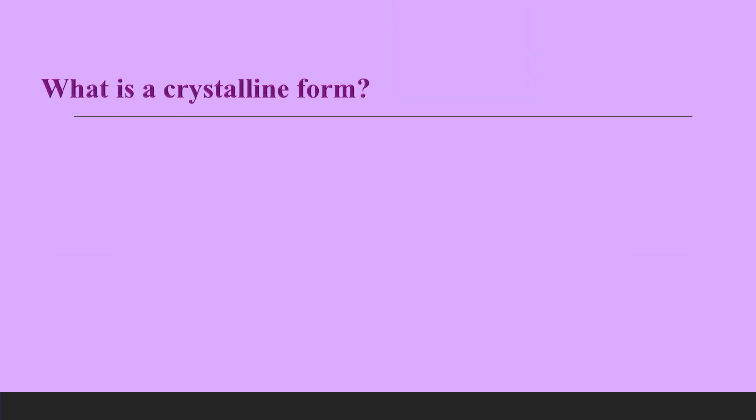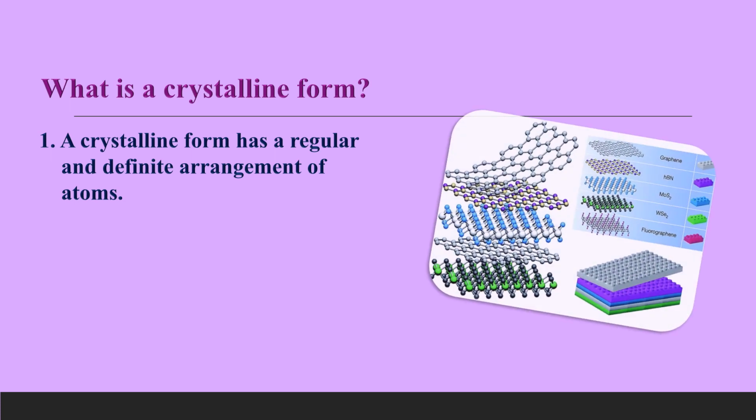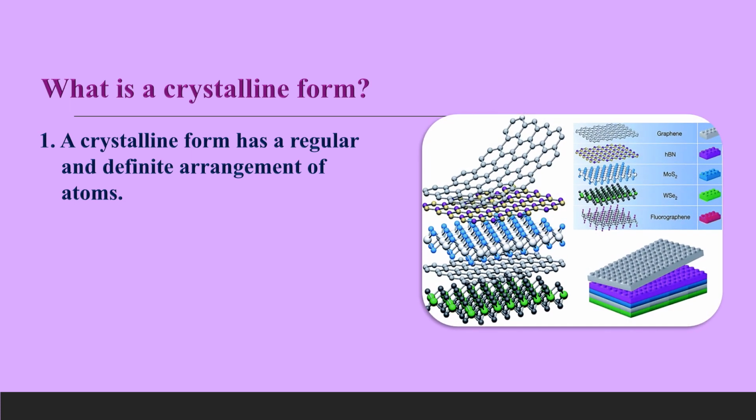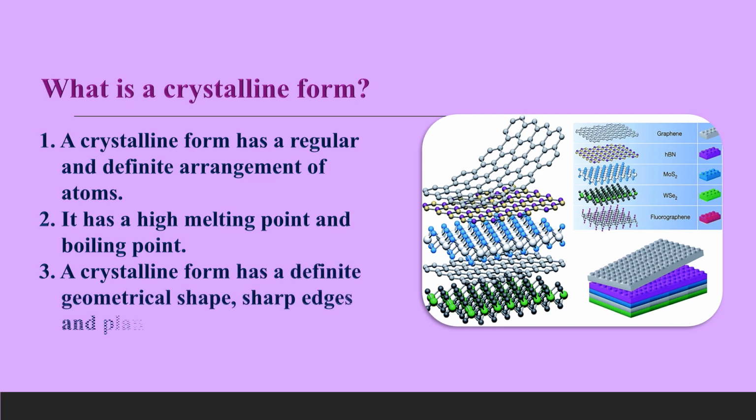The crystalline form, or what is a crystal? A crystalline form has a regular and definite arrangement of atoms. As you can see in this picture, the atoms are arranged at specific places, and there is a definite shape. It has high melting and boiling points, and a crystalline form has a definite geometrical shape. It has sharp edges and plane surfaces.